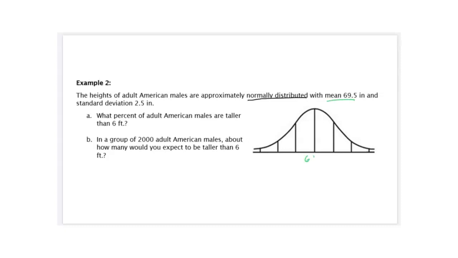So 69.5 will go in the middle of our curve. Next, we're given that the standard deviation is 2.5. So we'll use that 2.5 to come up with the rest of our numbers. And they are 72, 74.5, 77 on the right. And then on the left, we have 67, 64.5, and 62.